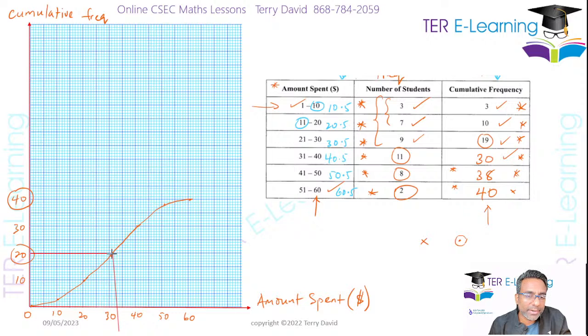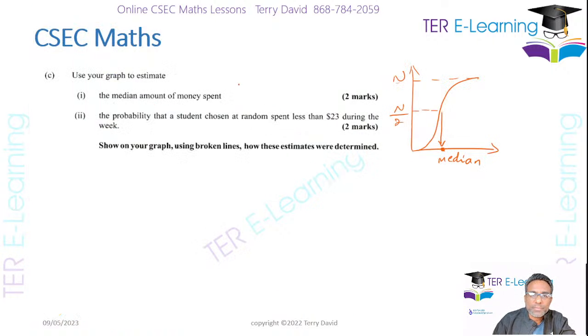So according to my graph here, this value is going to be an approximate value, because it depends on how you draw your graph. So you might get a different answer to your partner in class. In my case, it looks like I'm getting about $31 as my value. So my median is this value here, which is about $31. That value is going to vary depending on the student.